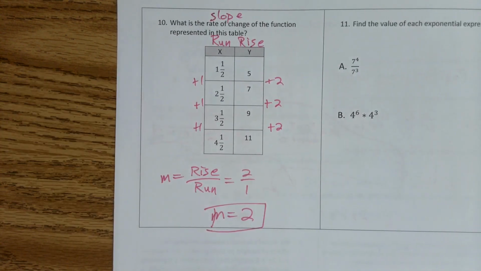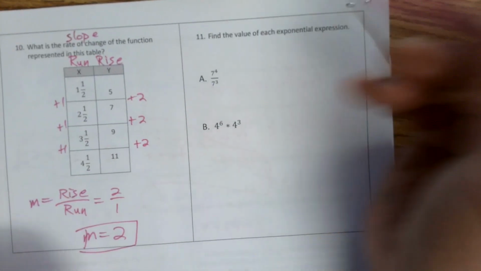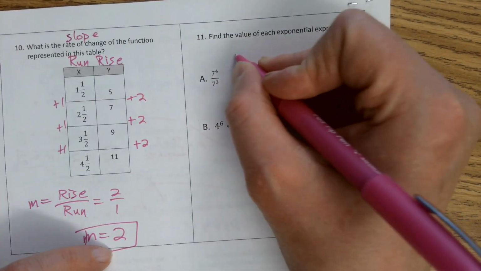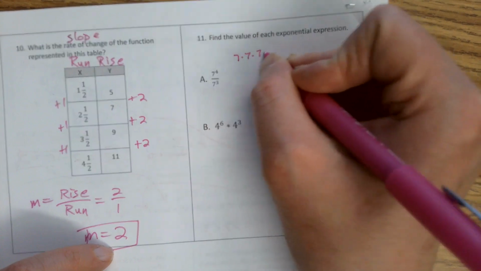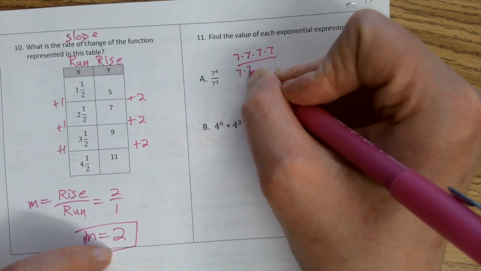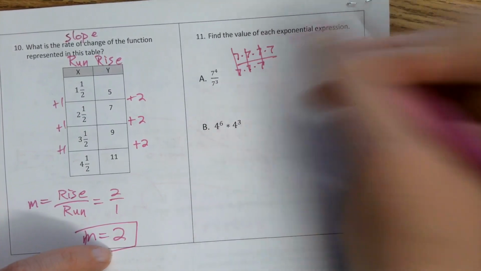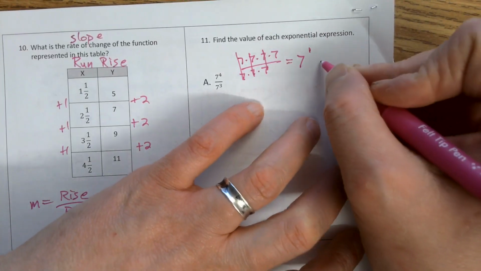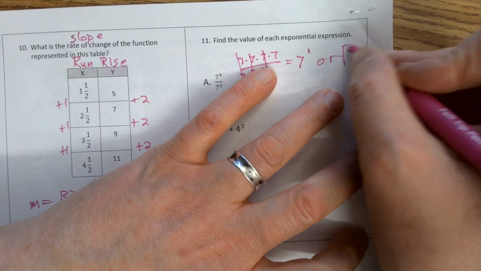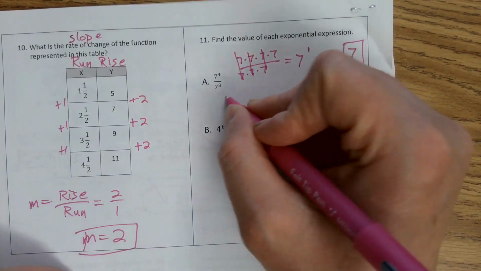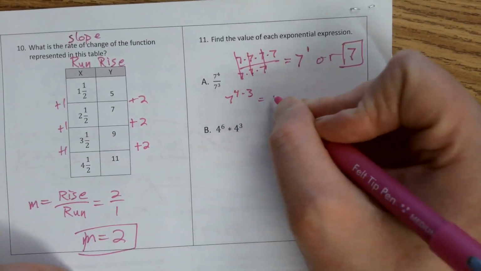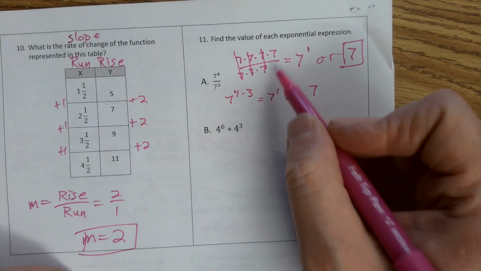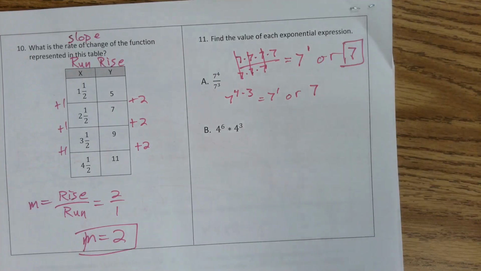Okay. All right, exponents right here. Two ways to think about each of these, right? We've got 4 7s on top, 3 on the bottom. Cancel them out. This becomes 7 to the power of 1, or 7. Another way to think about it is 7 to the 4 minus 3 equals 7 to the power of 1, or 7. These are both valid ways to show your work on this.